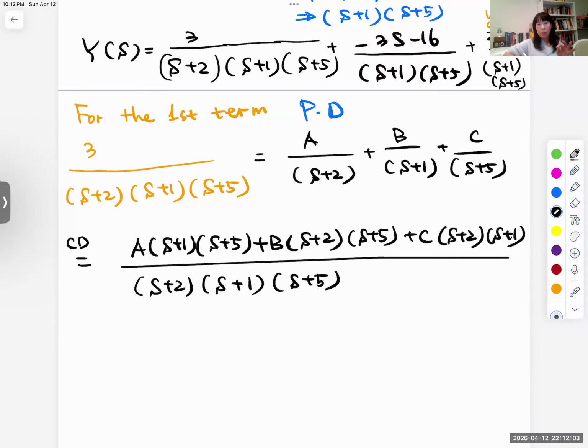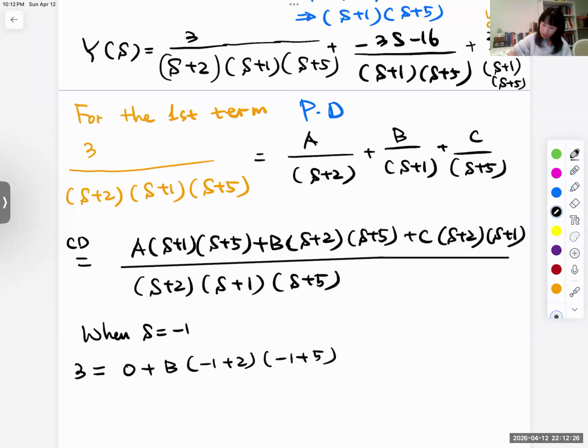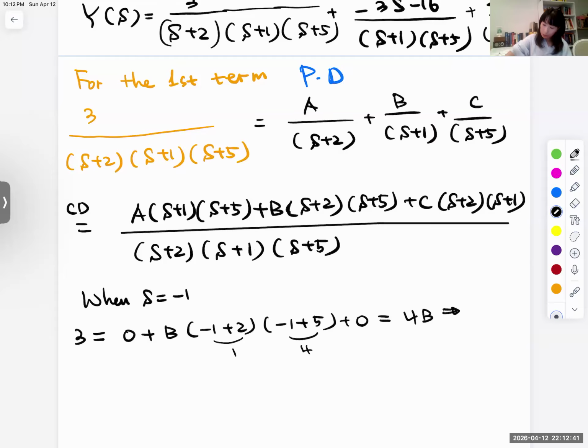Let's make zeros, right? So when s equals -1, we have 3 equals 0 plus B times (-1+2)(-1+5) plus 0, which equals 1 times 4, so it's 4B. Then B equals 3 over 4. Yeah.